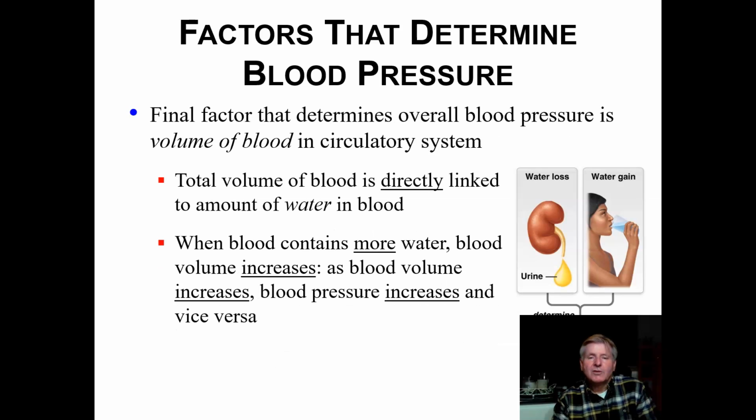So the final factor that determines your overall blood pressure is the volume of blood in your circulatory system. Your total volume of blood is directly linked to the amount of water in the blood. So when blood contains more water, your blood volume increases. As your blood volume increases, like when you're not drinking water, your blood pressure will increase, and vice versa. So as your blood volume increases, your blood pressure increases. When your blood volume decreases, your blood pressure decreases.